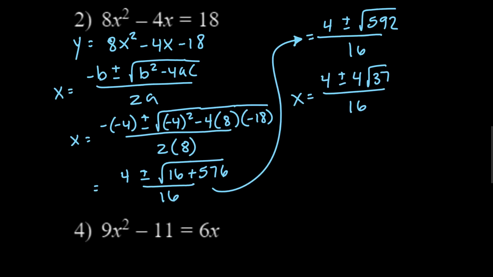Oh, no. One more thing. What goes into 4, 4, and 16? 4. So I pull a 4 out of all of those. 1, 1, 4. And that's it.